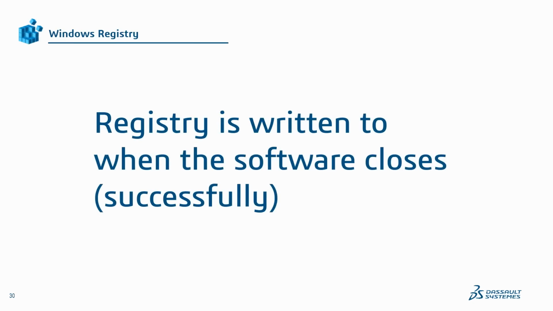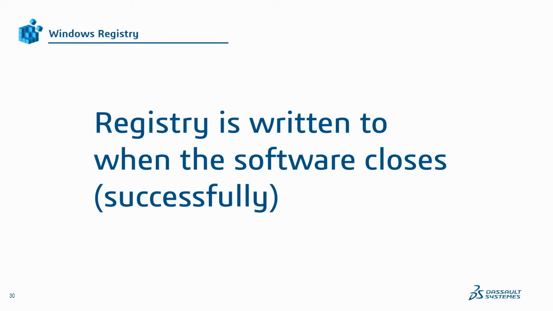The registry is written to when the software closes successfully, which means that when you're working with SolidWorks and you make changes to your system options, or you change the way your icons are laid out or your background color, and then you close the software, the registry writes those settings. But what happens if it doesn't close successfully? What if there's an abnormal termination, right? What's that a fancy way of saying? A crash, right. What if there's a crash?